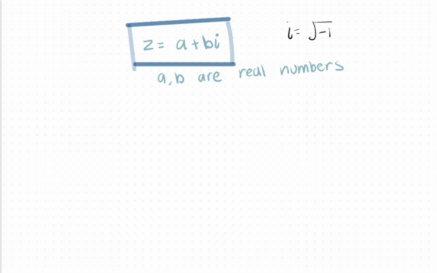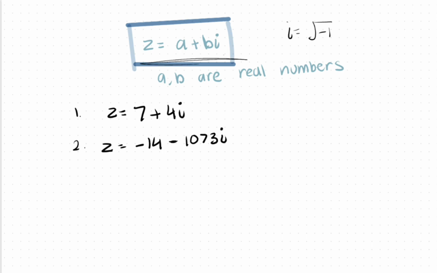So let's take a few examples of what could be complex numbers. Well, one example of a complex number could be z is equal to, maybe, 7 plus 4i. Well, 7 and 4 are both real numbers, and it's in this form. That's a complex number. Another complex number could be z. I apologize if this looks like a 2, but it's a z. Maybe it's equal to negative 14 minus 1073i. That's still a complex number. It is in this form. So essentially, any number in this form is a complex number.